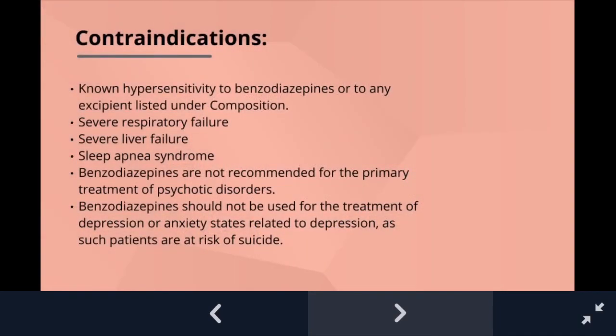Now, let's talk about contraindications. Patients that we cannot prescribe diazepam for: first, those with hypersensitivity to benzodiazepines. Then, severe respiratory failure and severe liver failure, sleep apnea syndrome, and benzodiazepines are not recommended for the primary treatment of psychotic disorders. Benzodiazepines should not be used for the treatment of depression or anxiety states related to depression, as such patients are at risk of suicide.